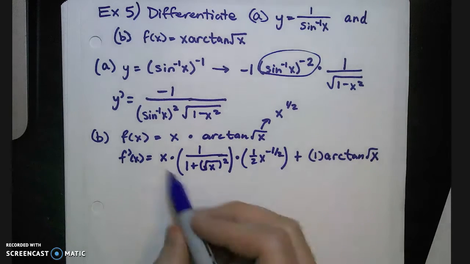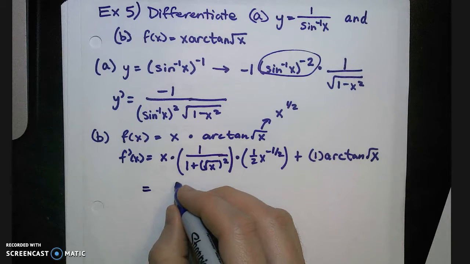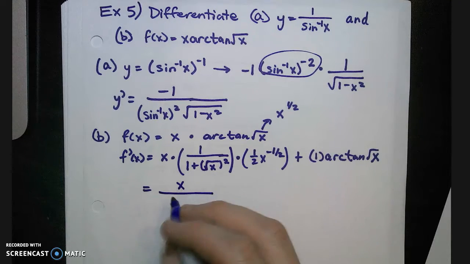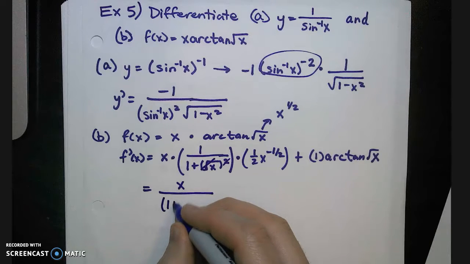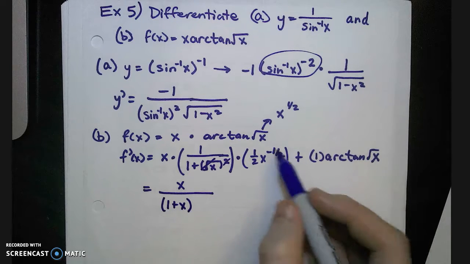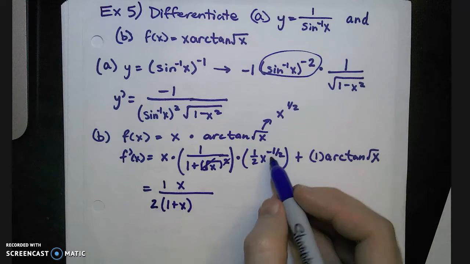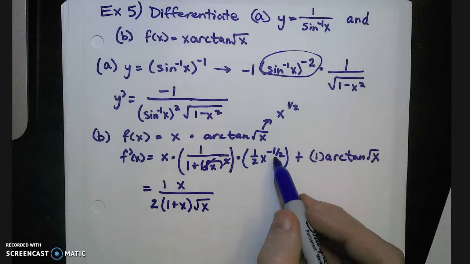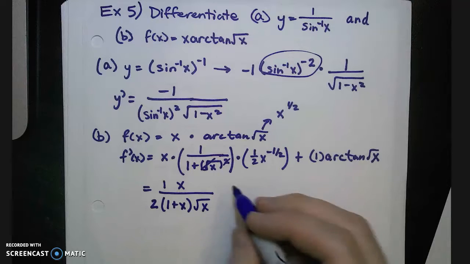So let's start over here with this mess. I've got x over this, and the square root and the square cancel. And then here I've got a 1/2, so I could put that in front. And I've got then a radical x on the bottom, because the 1/2 means square root, and the negative puts it on the bottom.